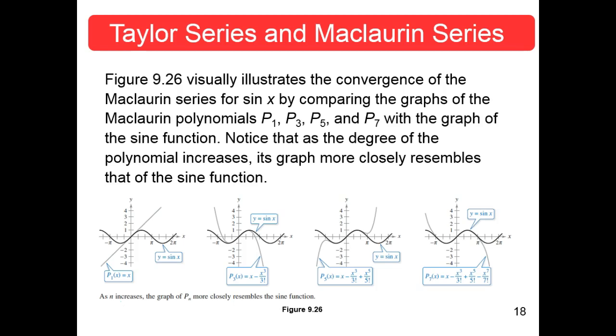This visually illustrates the convergence of the Maclaurin series of sine x by comparing the graphs of the Maclaurin polynomials P1, P3, P5, P7 with the graph of sine x. As the degree of the polynomial increases, it's graphed more closely. So P1 is just x. Well, that's pretty good for x near 0. That's a very good approximation. It just falls apart there.